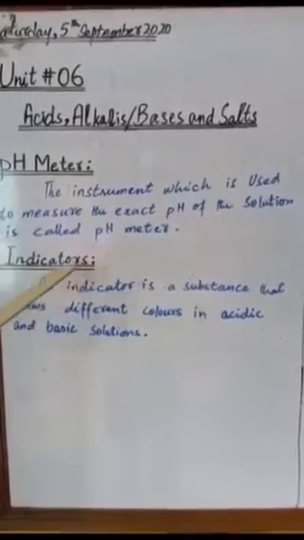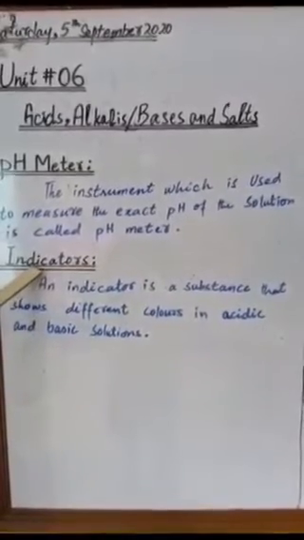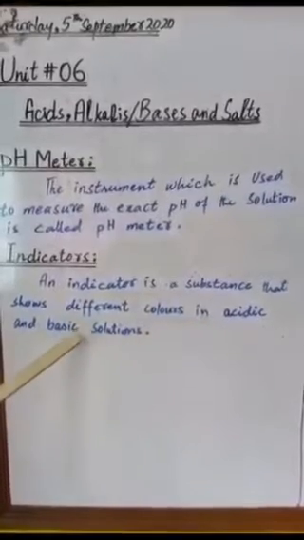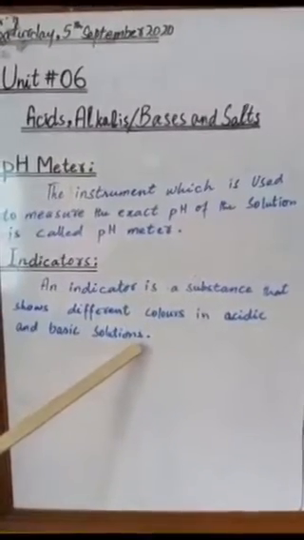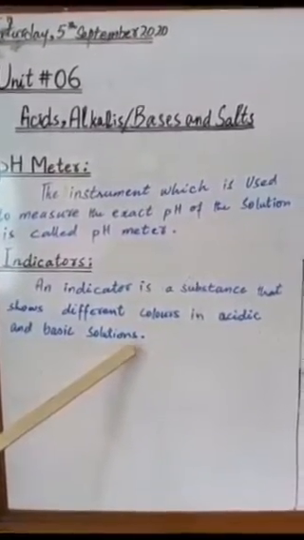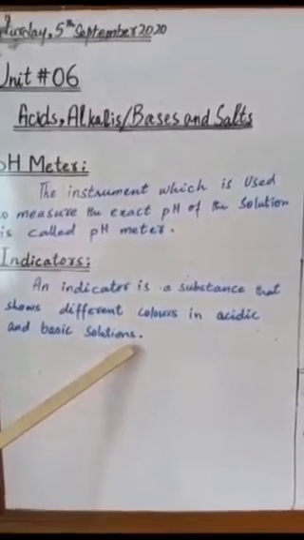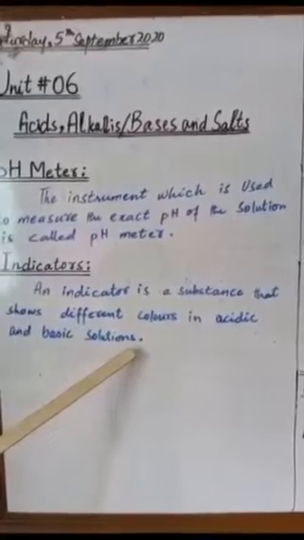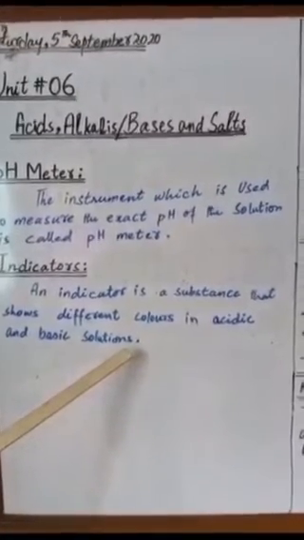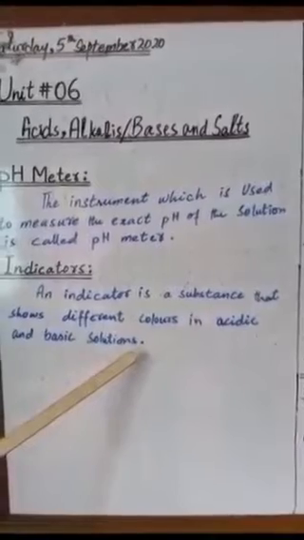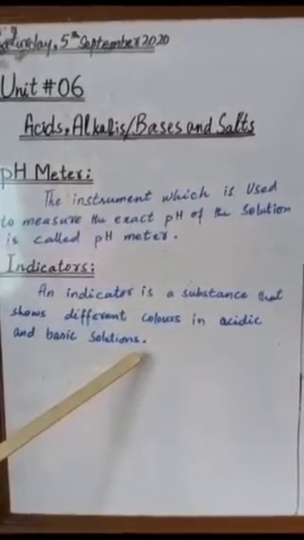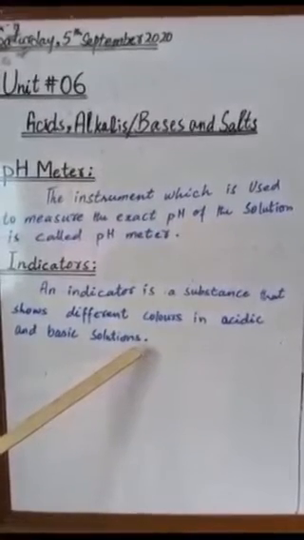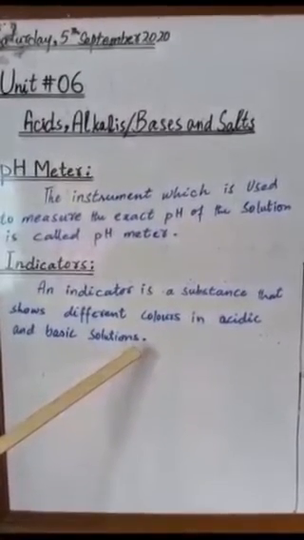Our next topic is indicators. An indicator is a substance that shows different colors in acidic and basic solution. Some common indicators are phenolphthalein, methyl orange, litmus, turmeric, China rose and red cabbage. Majority of the acids and bases are colorless. It is not possible to identify them by their appearance. In order to identify whether a substance is an acid or an alkaline, indicators are used.